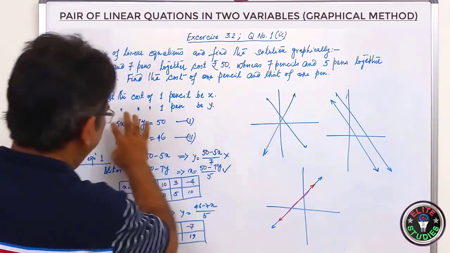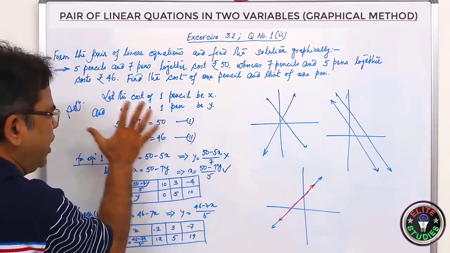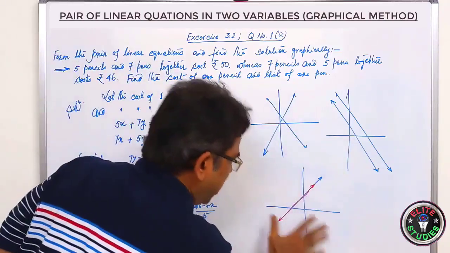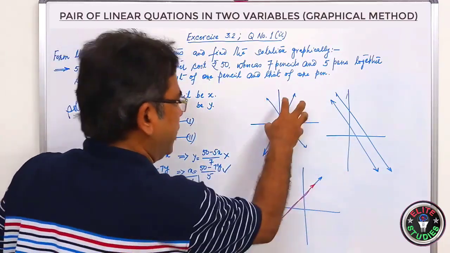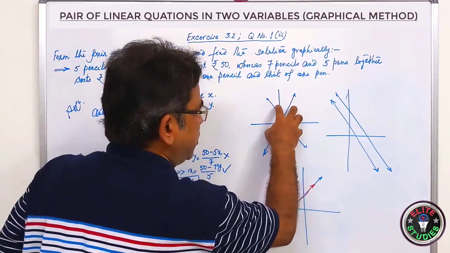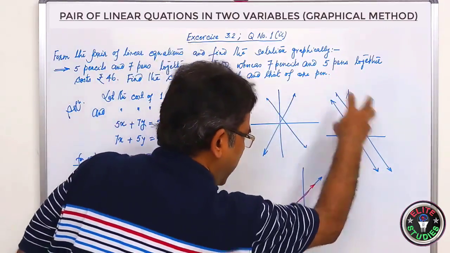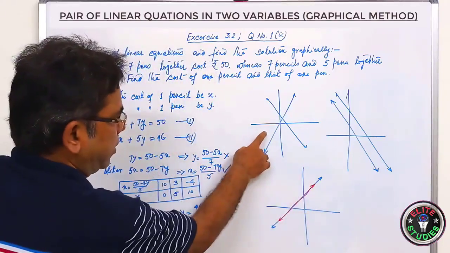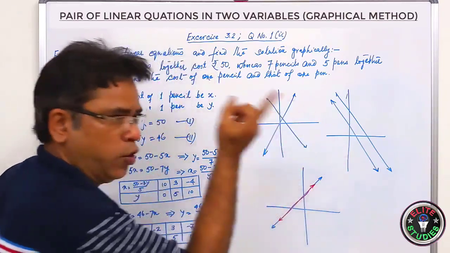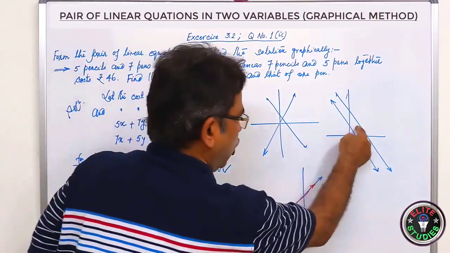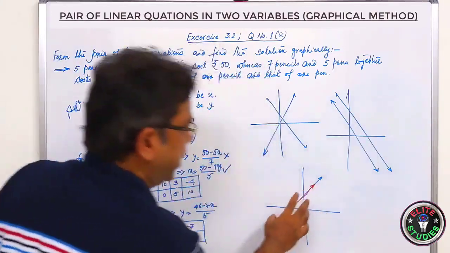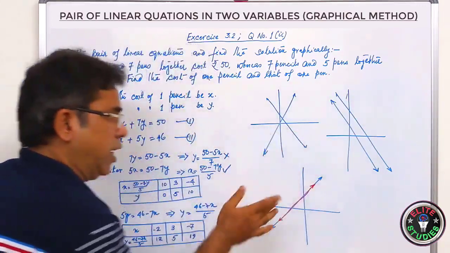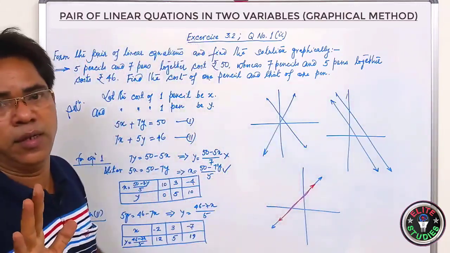Whenever any pair of linear equations is given, only these are the three possibilities: either the graphs will be intersecting lines, or two parallel lines, or two coincident lines. In the first case, you will have a unique solution. I have told you in the previous class, the second will have no solution and the third will have infinitely many solutions. Now this is a very important part, and that I will teach you in the next class.